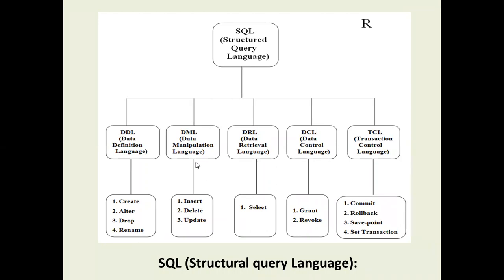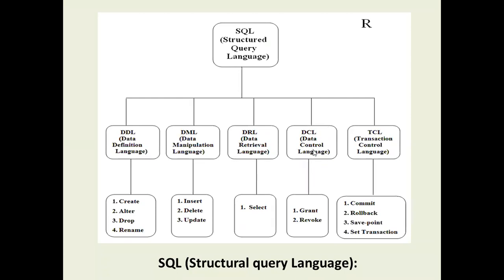And another one is the DML. Okay. Data manipulation language is used for manipulating the data. That means either inserting the data, deleting the data, or updating the data. All these are data manipulation language. Another one we consider is data retrieval language. That means we are retrieving the data, but we are not performing any type of changes. That's why it can be considered as data retrieval language.